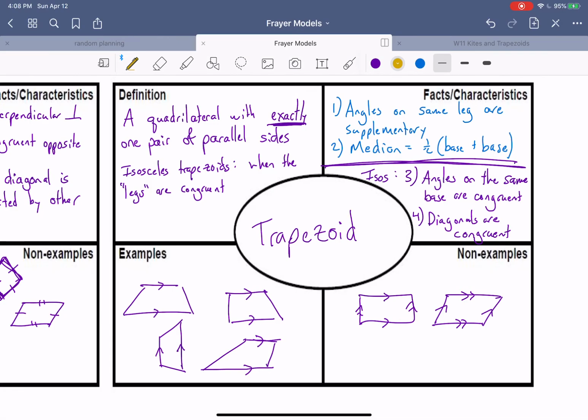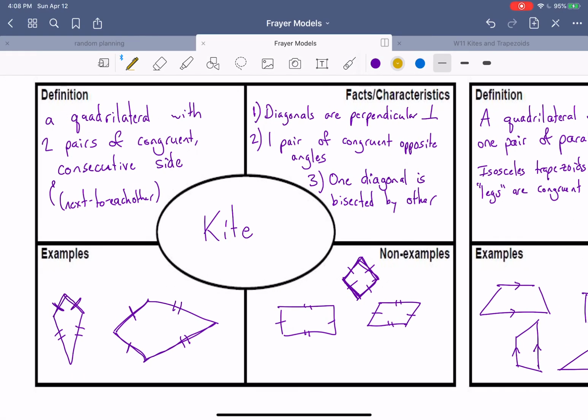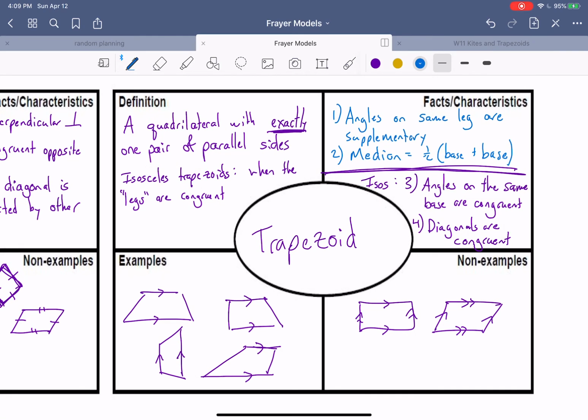So to review, we talked about kites and trapezoids. Kites are where you have two pairs of congruent consecutive sides. Then we have three properties. In all kites, the diagonals are perpendicular. We also said that one pair of opposite angles are congruent, and it's always the pair in between the non-congruent sides. And we also said one diagonal gets bisected, which is that same part of the kite on those opposite angles that are congruent. In a trapezoid, we talked about regular trapezoids and isosceles trapezoids.